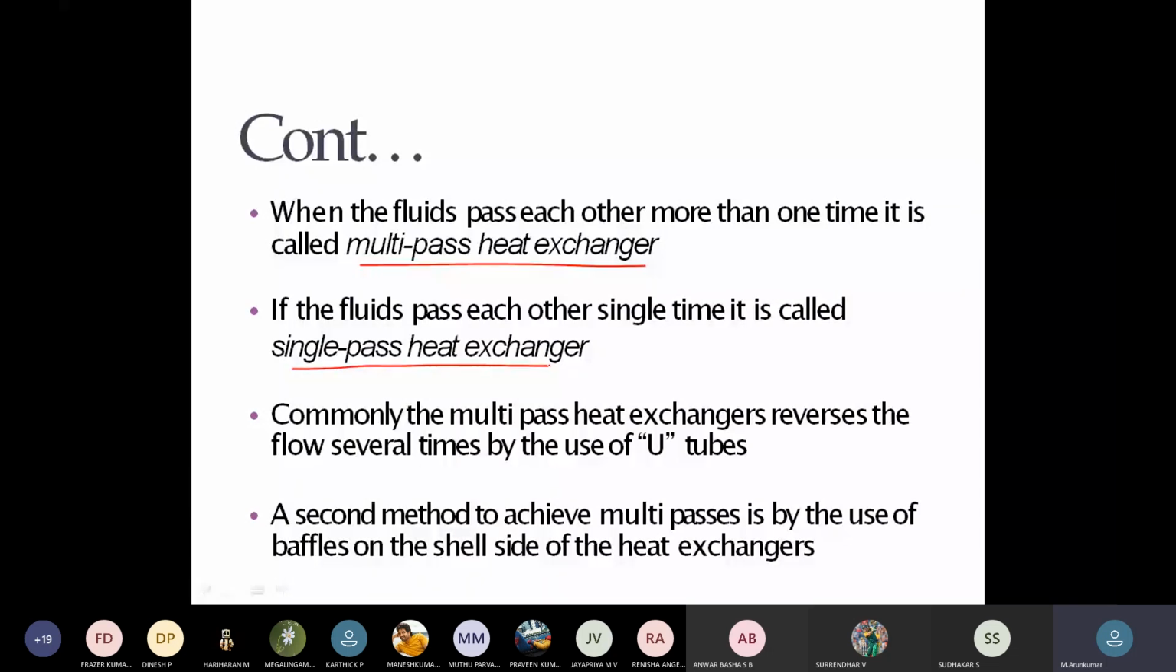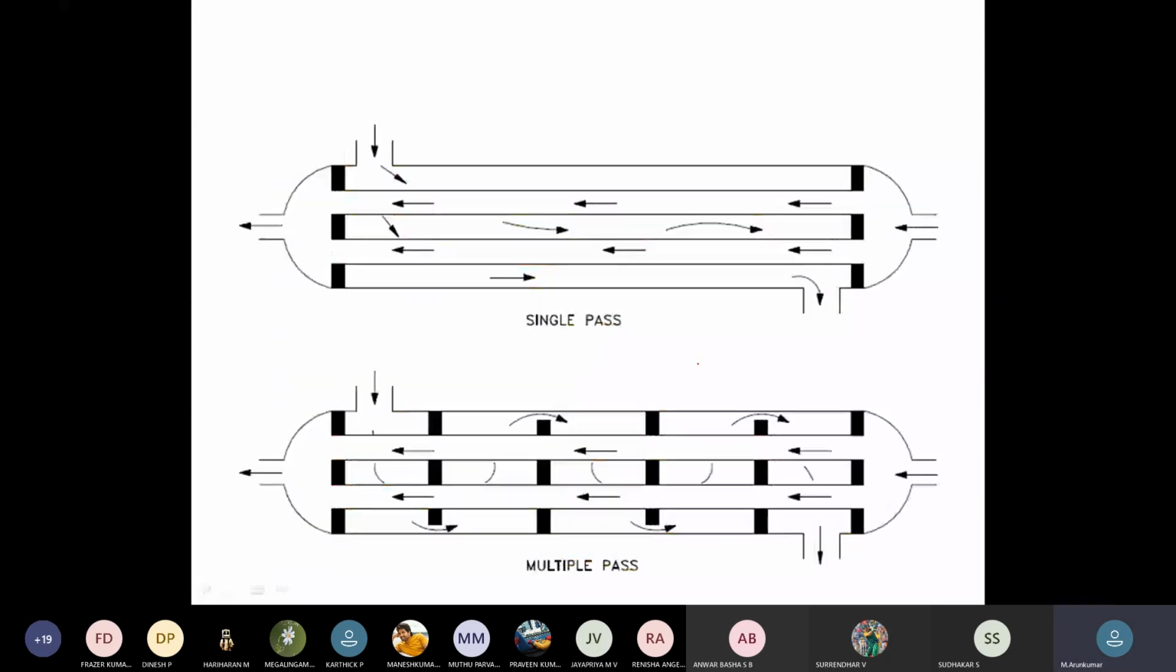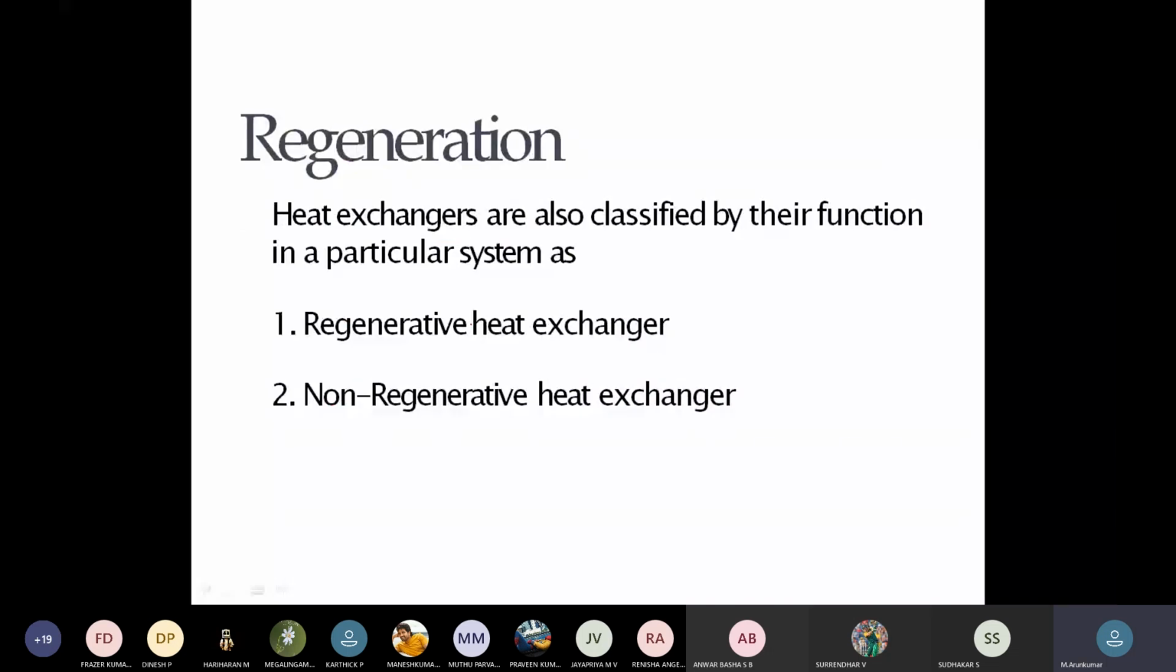Commonly, multi-pass heat exchangers reverse the flow several times by the use of U tubes. So this multi-pass can happen with the use of these U tubes. A second method to achieve the multi-pass is by the use of baffles on the shell side of the heat exchanger. So this is the single pass, this is the multi-pass. Then this regeneration also can happen.